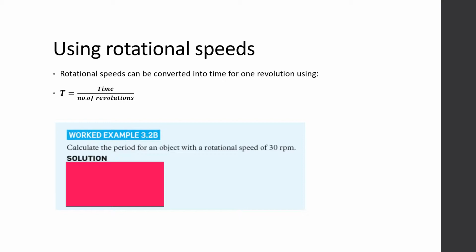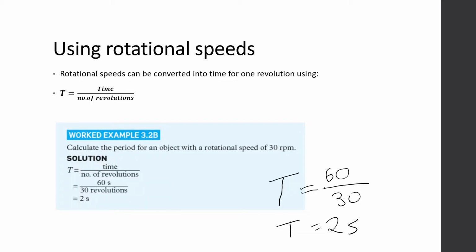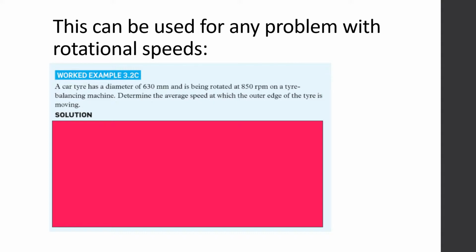So we want to know T. We know that we've got 30 revs per minute. So a minute, as we're giving our time in seconds, is 60 seconds. And the number of revolutions is 30. So our period in this case will be 2 seconds. Okay, we've got the answer there in case you don't trust my working. So let's apply this to a slightly more complex problem.